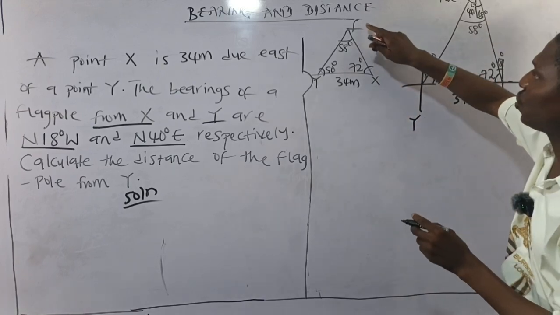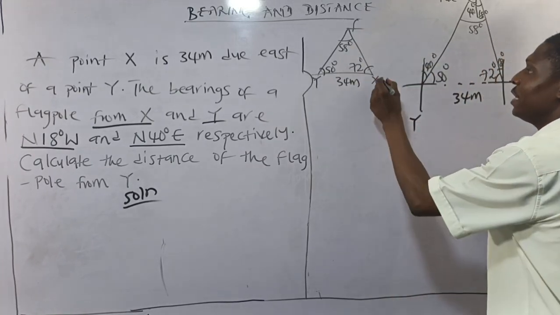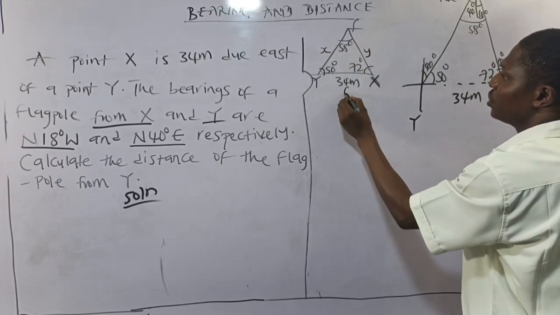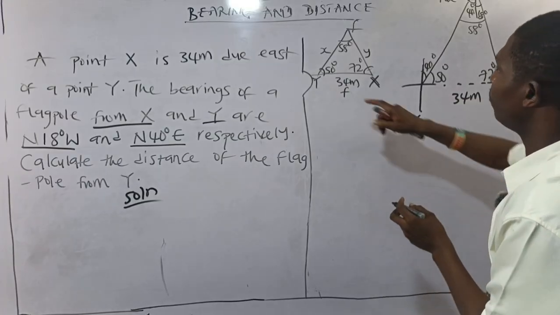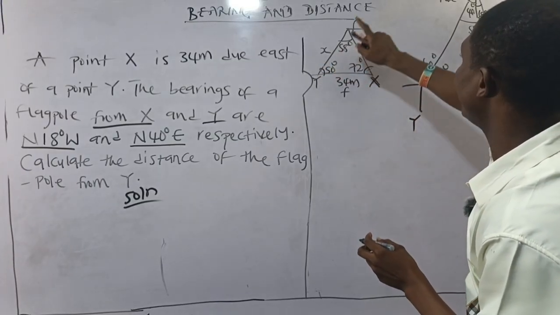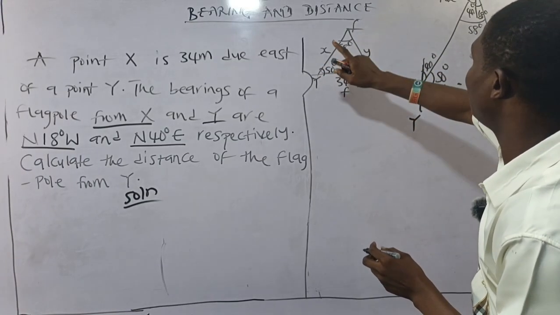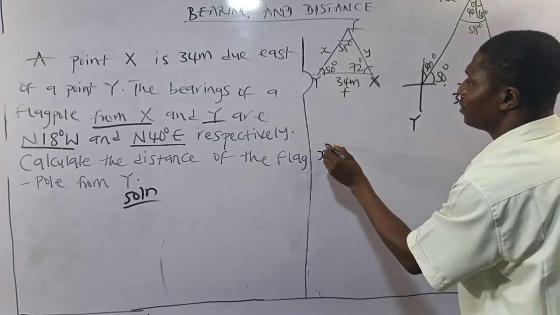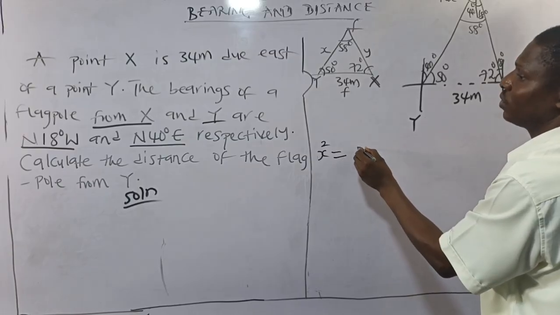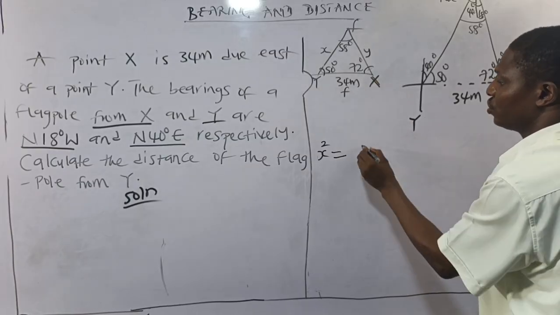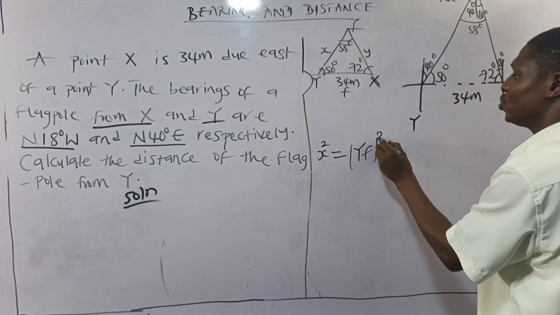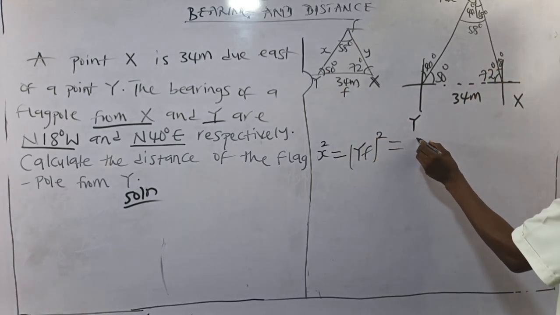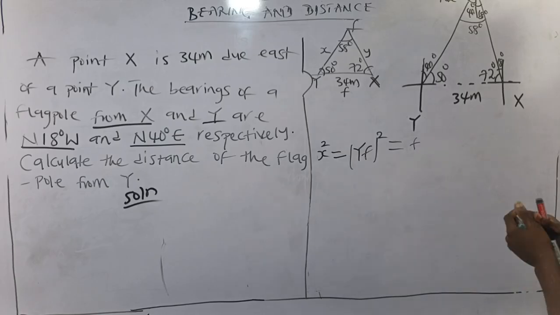So I'm looking for Fy. Using my relationship, this will be small letter x, small letter y, and small letter f. Since I'm looking for Yf, which is the distance of the flagpole from Y, I will simply use x. So I'll have x squared equals the distance of the flagpole from F, which is Yf, also squared.